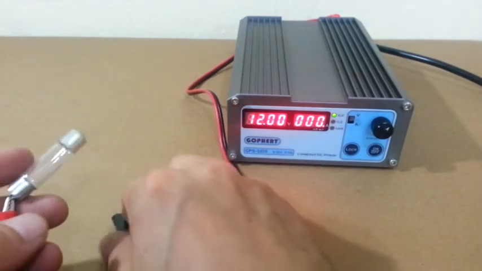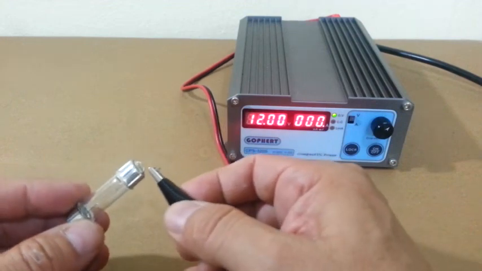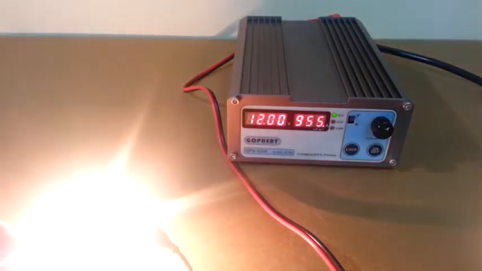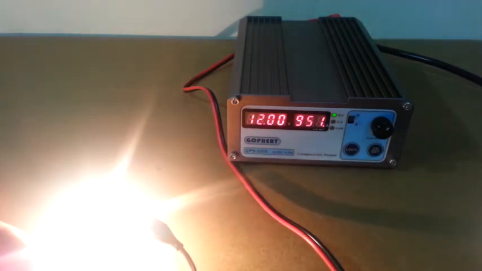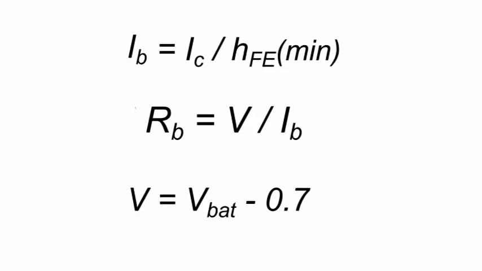It's a 12-volt lamp, and the current is, let's see, 950 milliamps, or almost 1 amp. Let's calculate the value of the base resistor.